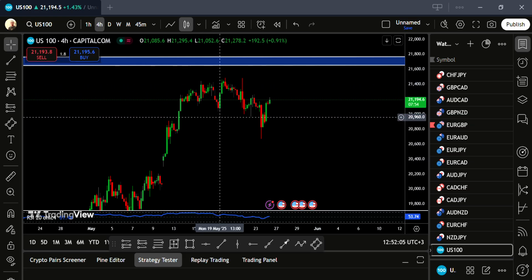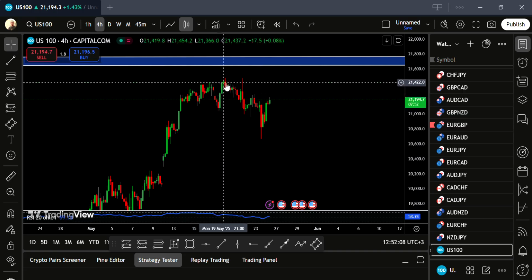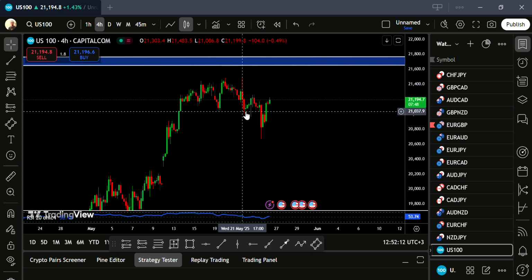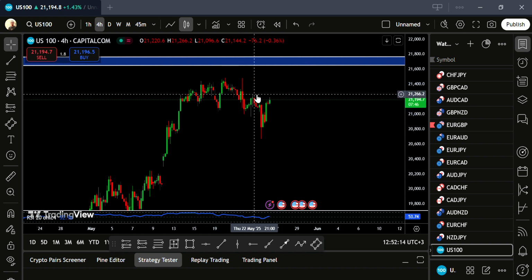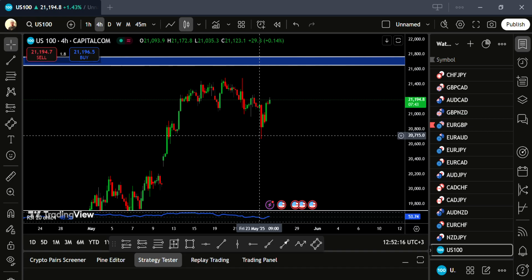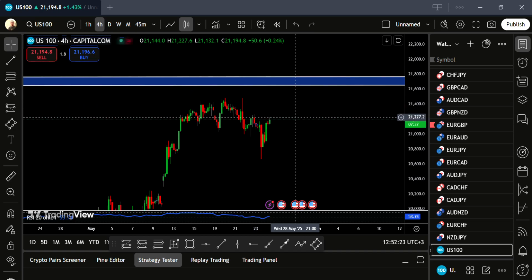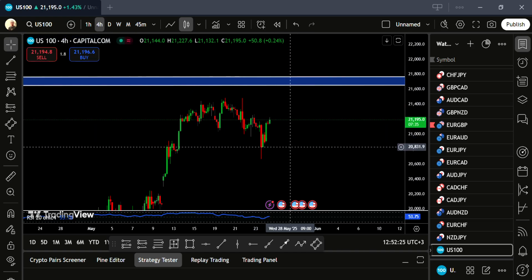Higher high, lower low, and then we came back, made another high, higher than this, and then we made an equal low, but this time we made a lower high and then a lower low. So this one is also looking like a lower high. So on the 4 hour, looks like we have already started selling the US 100.